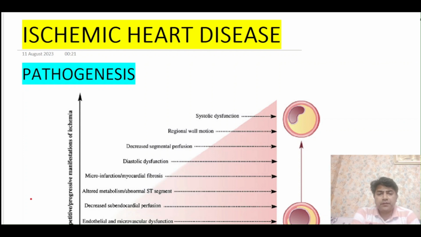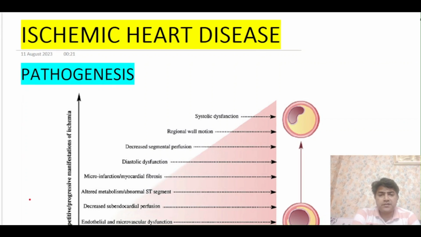Now see in this photograph the chronology of events as the disease progresses with time. You can see that first there are endothelial and microvascular dysfunction, then decreased microvascular perfusion, altered metabolism and abnormal ST segment, then microinfarction, then diastolic dysfunction, then decreased segmental perfusion, regional wall motion abnormalities, and systolic dysfunction. So this is the chronology of events, and we'll see more in the next slide also.